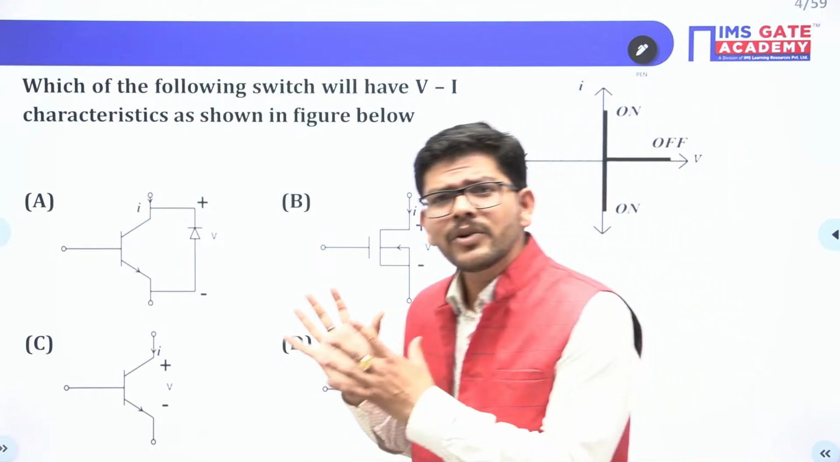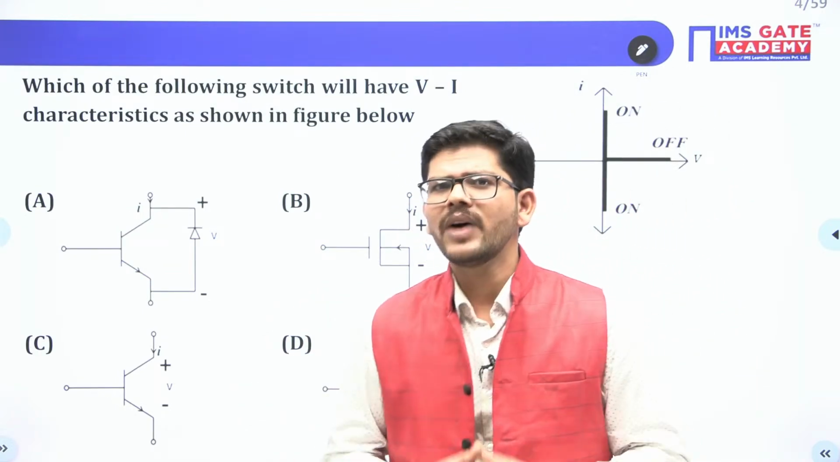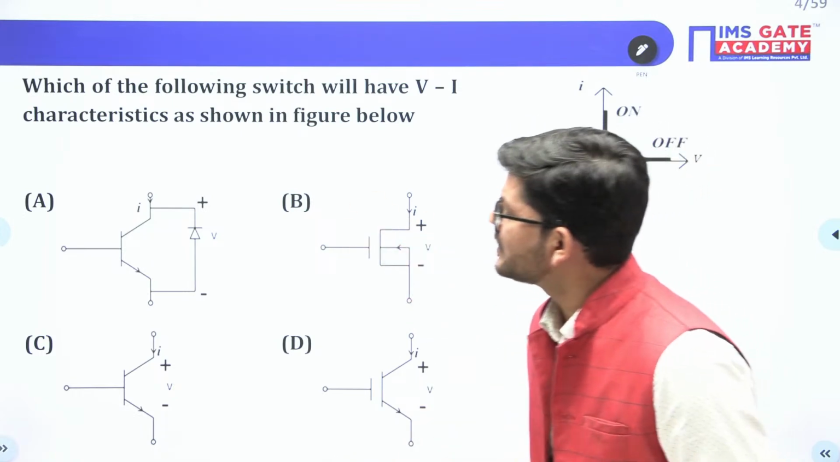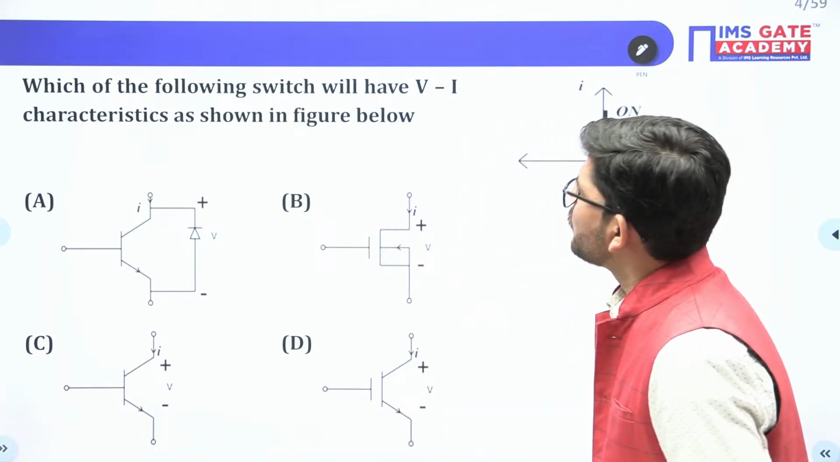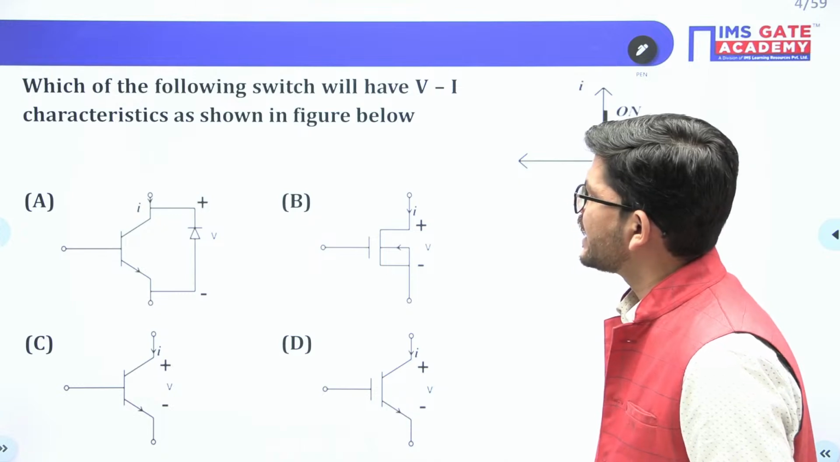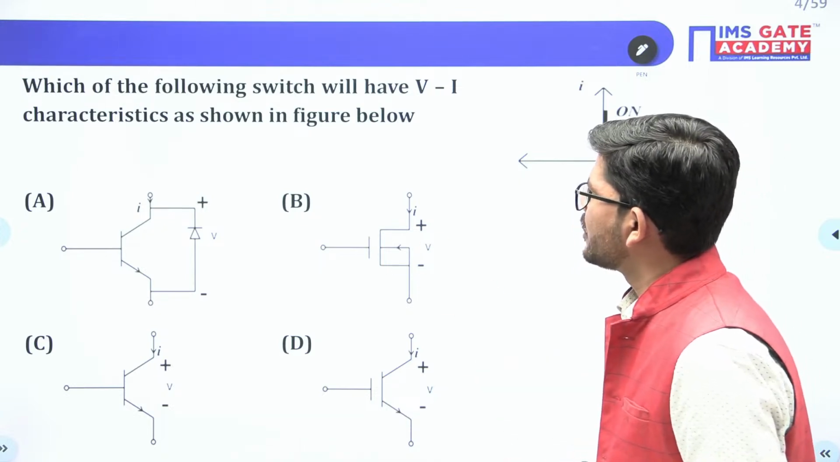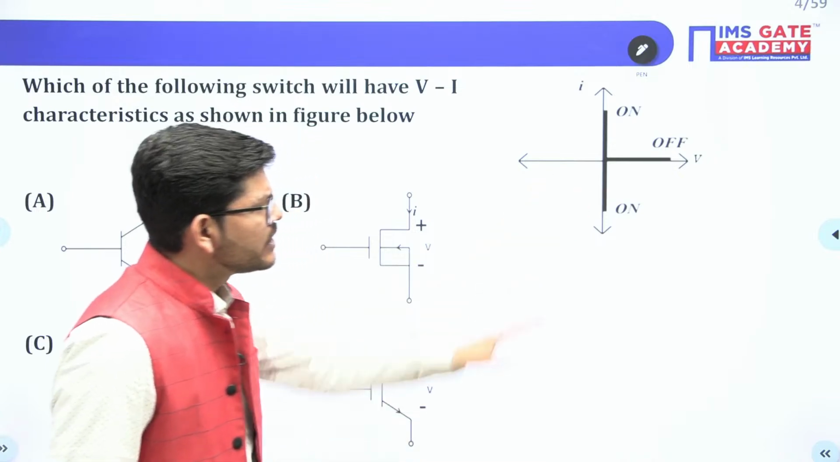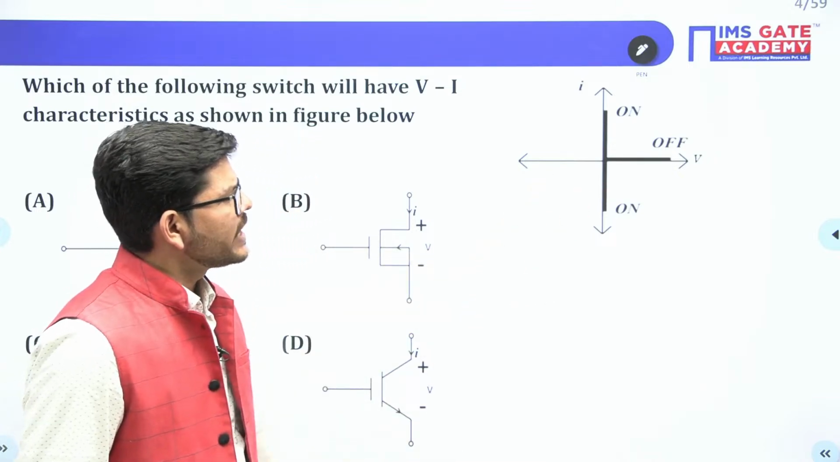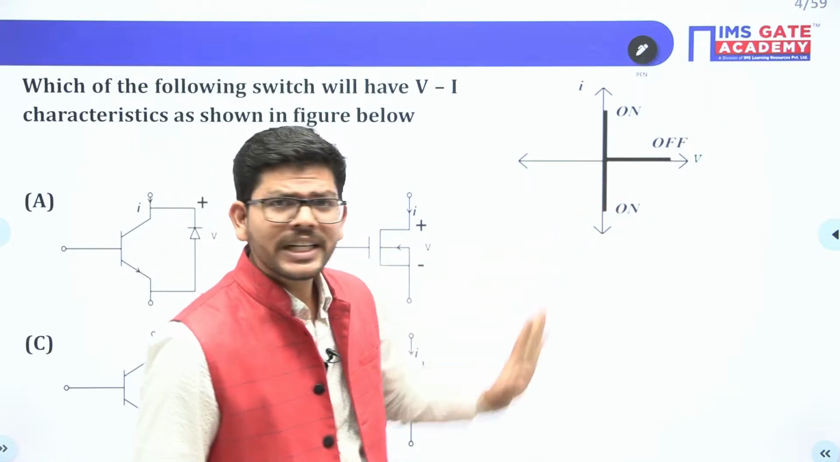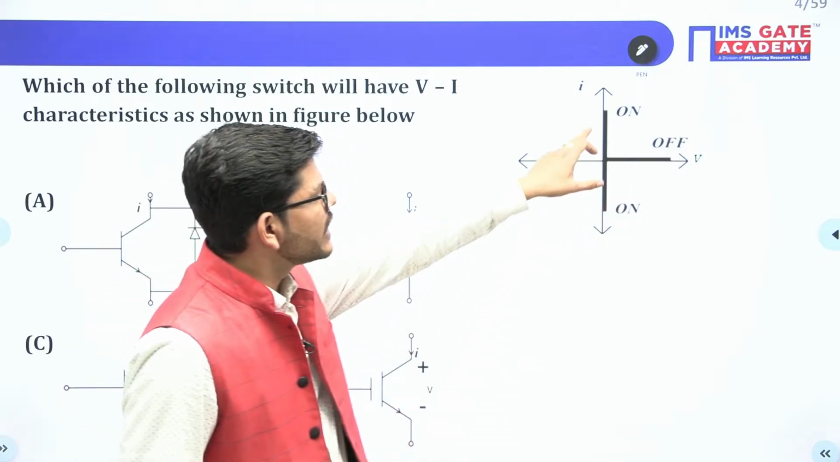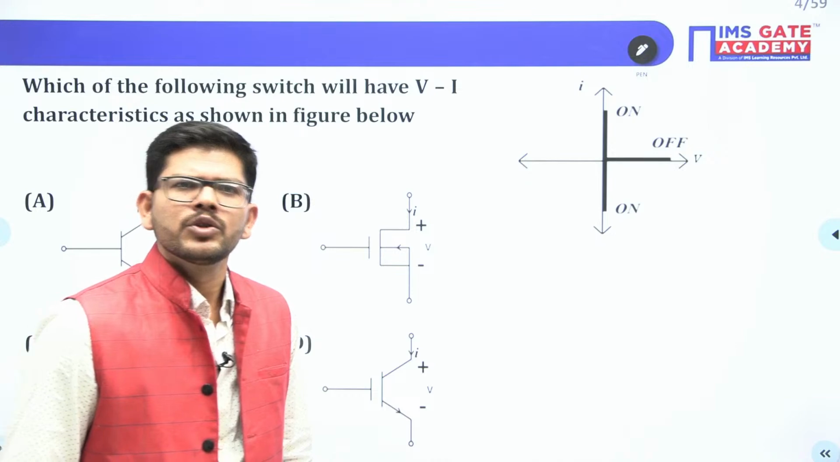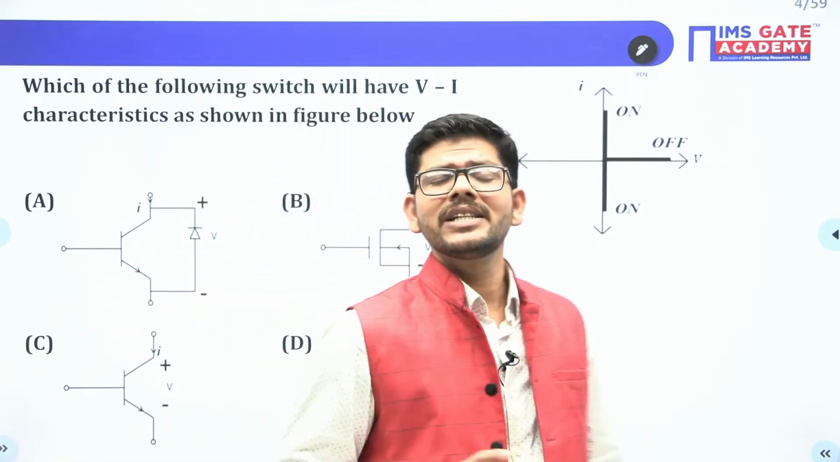Now read this question with me, guys, and try to answer it. What has been asked in this question is, which of the following switches will have the VI characteristic as shown in the figure below? We have been given a VI characteristic, as you can see in this figure. Whatever the switch is, it is blocking positive voltage and it is conducting current in both directions. So it is a unipolar and bidirectional type of switch.